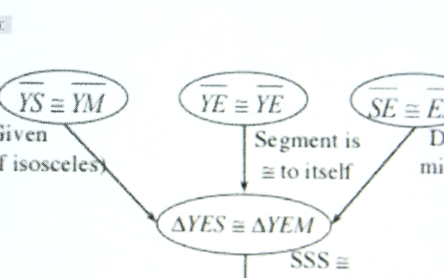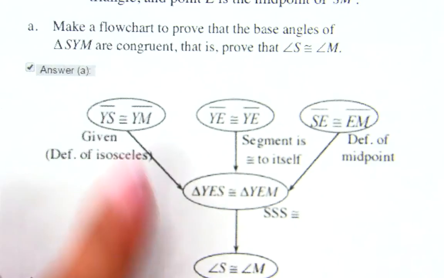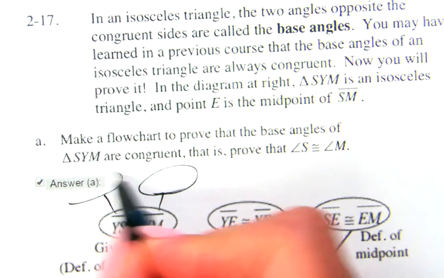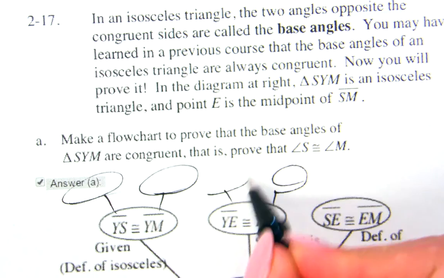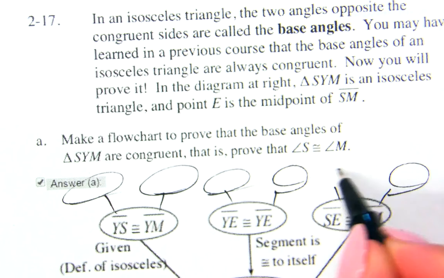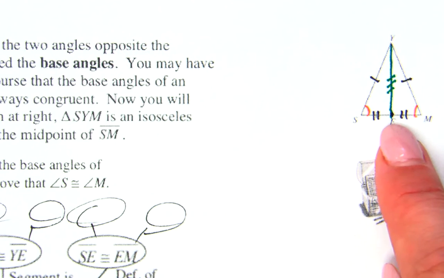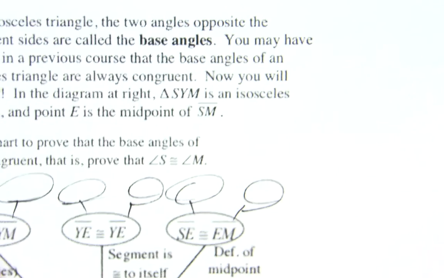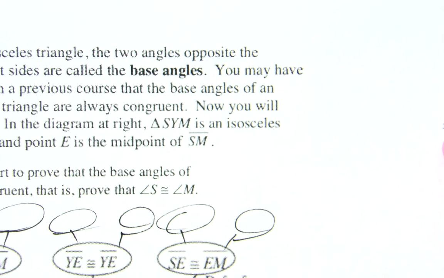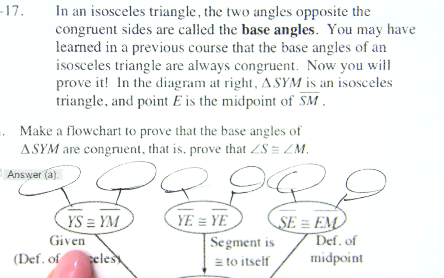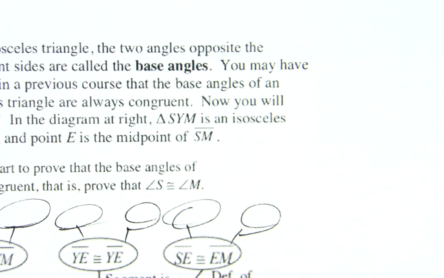Now, since you don't have numbers on here, you can always do these at the top. You just leave them blank if you want to. But for right now, since we don't have any numbers, we're going to drop straight to the sides themselves. So in the first one, they say YS and YM are equal to each other, so they're congruent. That's a given because it came like that in the problem. The two markings were already drawn in the picture for us.